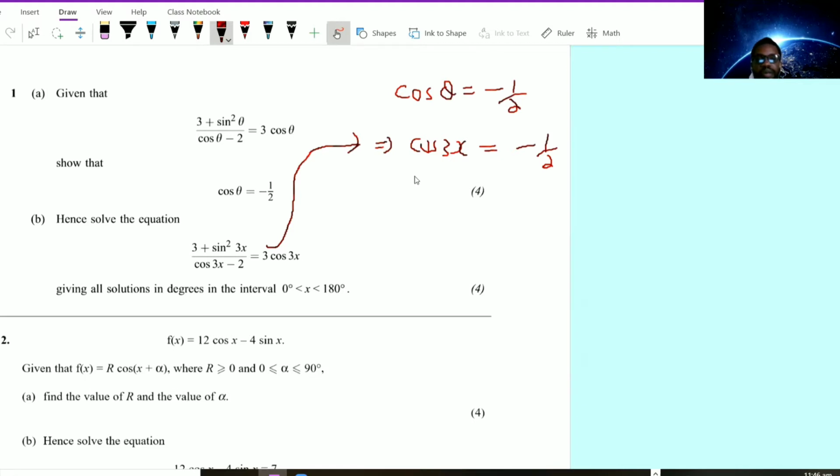Now, I'm going to go for what we call alpha, which is a small angle, which is going to be cos inverse of the negative a half. I can even ignore the negative a half, because what the negative a half is telling me is that it's going to be in the negative quadrant. So I'm going to think about cos inverse of a half. I'm going to ignore the minus. This is going to give me pi over 3.